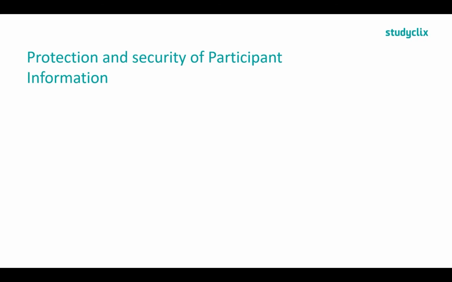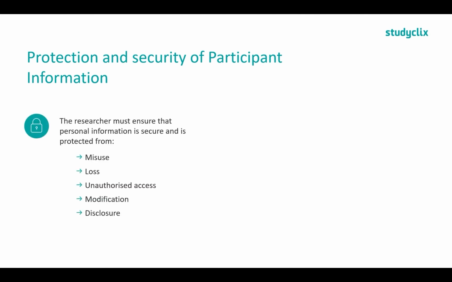So the first one is protection and security of participant information. The researcher must ensure that personal information is secure and is protected from misuse. So we're not using it for the wrong things, we're using it for its intended purpose. We don't lose the information. We have to make sure that it stays in a secure location. People don't have unauthorized access to the information, so people who shouldn't be seeing it aren't seeing it. We can't modify the information in any way, and we can't disclose it to a third party unless given consent by the participant.